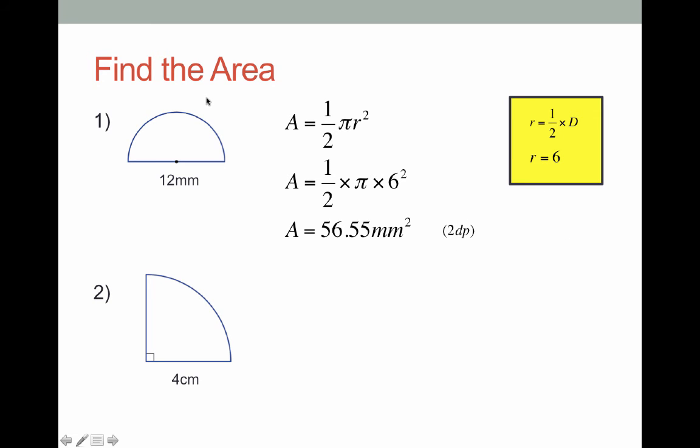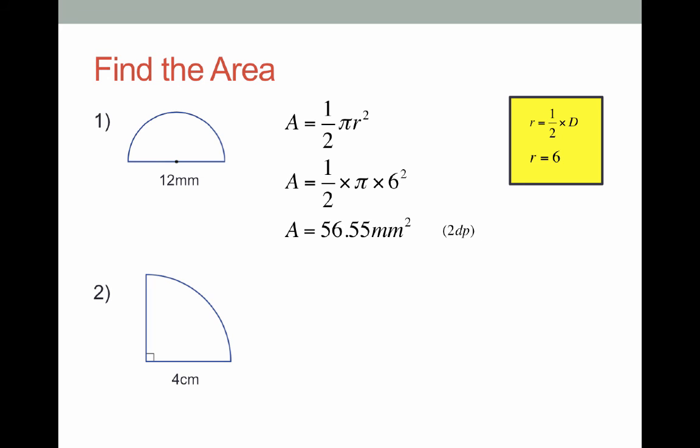Little note, I've written 2 decimal places for these answers, and it doesn't say anything about 2 decimal places in the question. I've chosen 2dp. You might choose 1 decimal place or 4 decimal places, or the whole calculator answer if you like. Unless the question states how many decimal places you must give, you can write as many as you want, as long as you write in brackets after it how many decimal places you're rounding to.